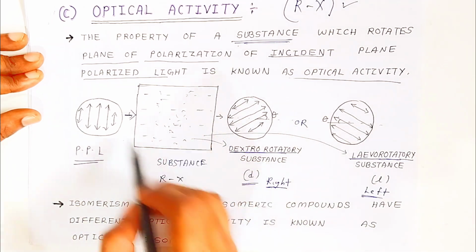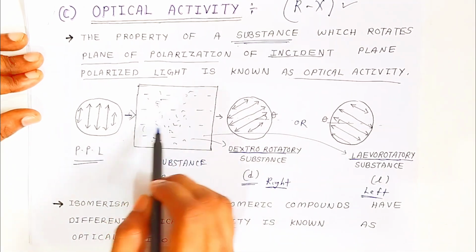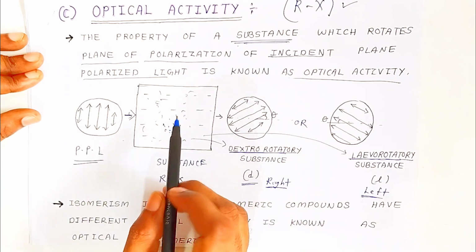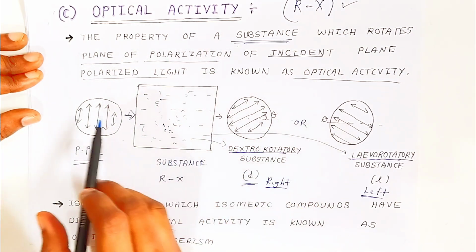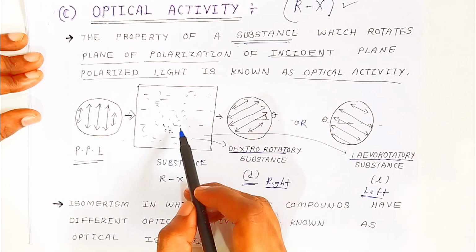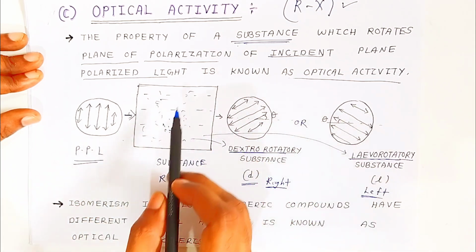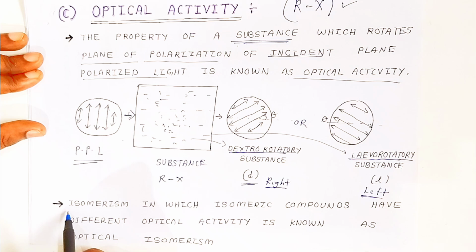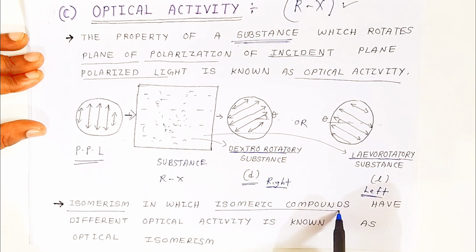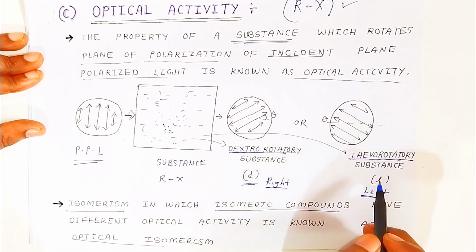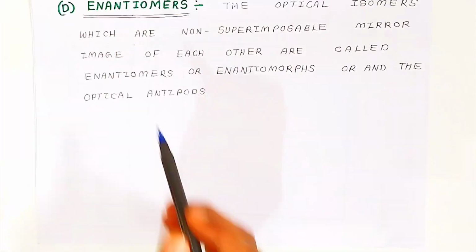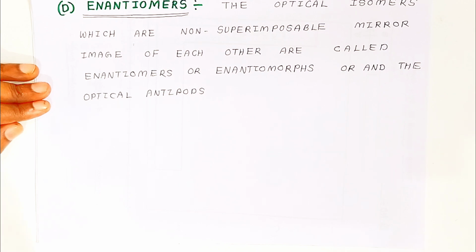Understanding, students? So this is all about optical activity and the substances. A substance which rotates the light has optical active property. Otherwise, if it is not rotating, it is an optically inactive substance. Now here, because the substance is rotating, we call it an optically active substance. The isomerism in which isomeric compounds have different optical activity is known as optical isomerism. This type of isomerism, dextrorotatory and Leo rotatory, is called optical isomerism. About enantiomers, sometimes in board examinations they ask for 2 marks.